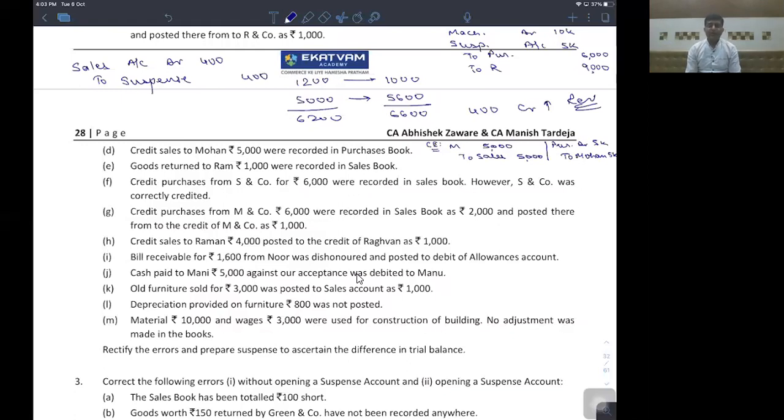Mohan account debit 10,000, 5,000 to cancel the wrong credit and 5,000 to give the correct debit. To purchase account 5,000 to sales account 5,000. Am I right? Yes. Next one.